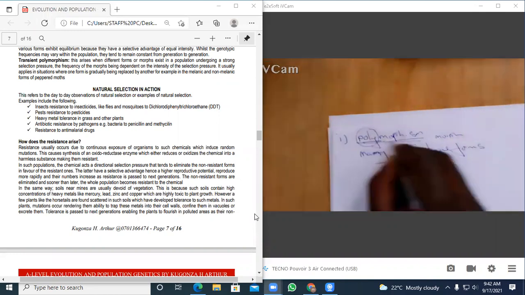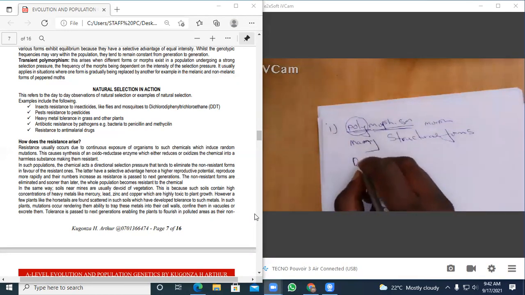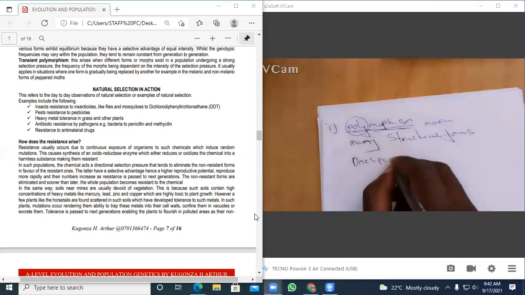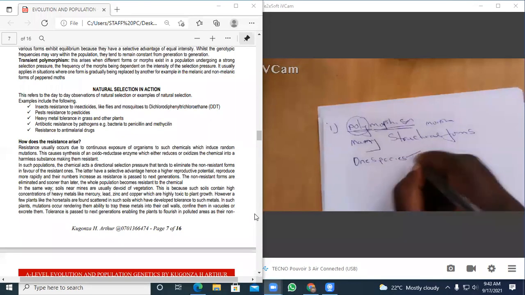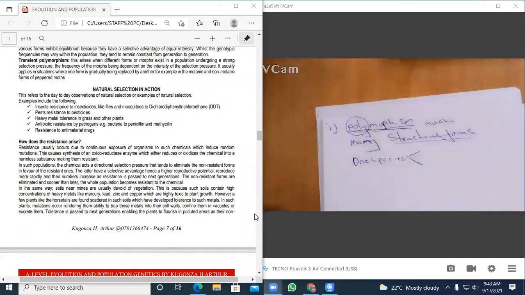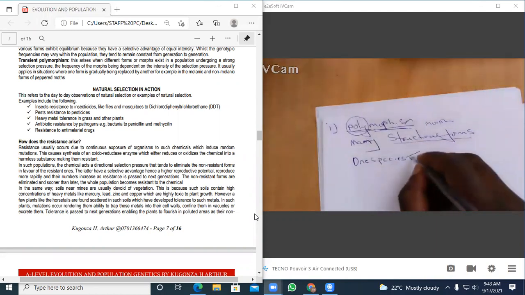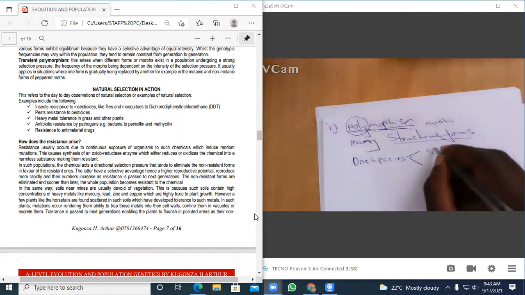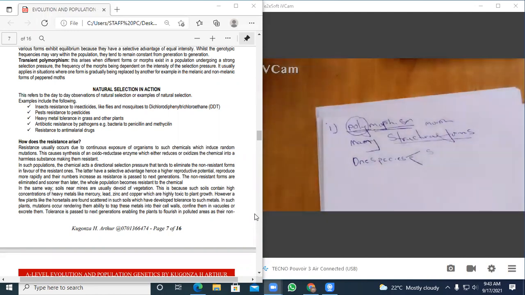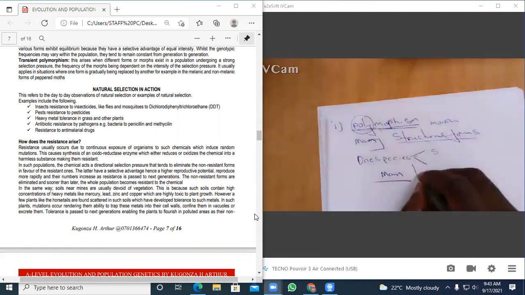Therefore, under polymorphism, we shall find one organism, one species, existing in different forms. It is one species, but it exists in two or more different structural forms. Who can give me an example? I can give you an example in man, in human beings.